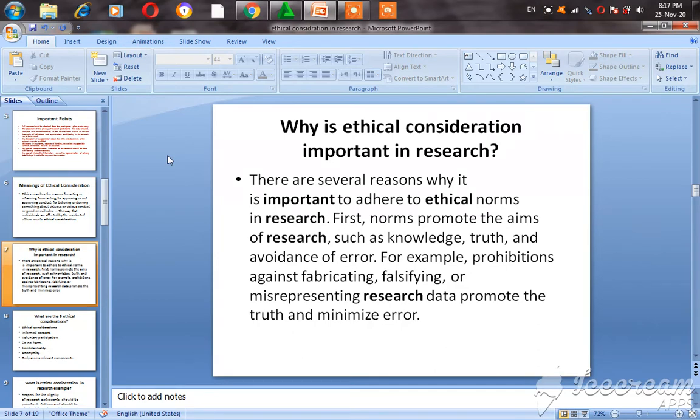Why is ethical consideration important in research? There are several reasons why it is important to adhere to ethical norms in research. The norms promote the aims of research, such as knowledge, truth, and avoidance of error. For example, prohibition against fabricating, falsifying, or misrepresenting research data promotes the truth and minimizes error.